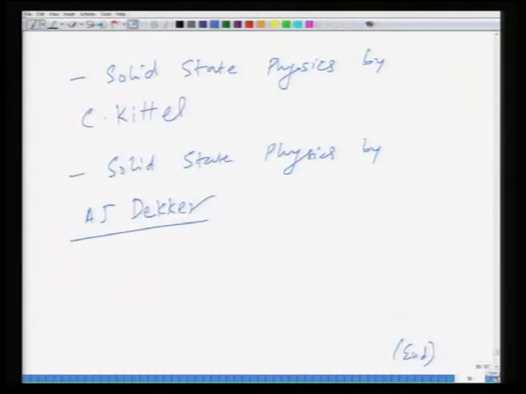I also suggested a couple of books which would be relevant for reading about magnetism: Solid State Physics by Charles Kittel and Solid State Physics by A.J. Dekker. These are two good books which you can go through for improving the understanding of magnetism, or as a supplementary reading in addition to this module.